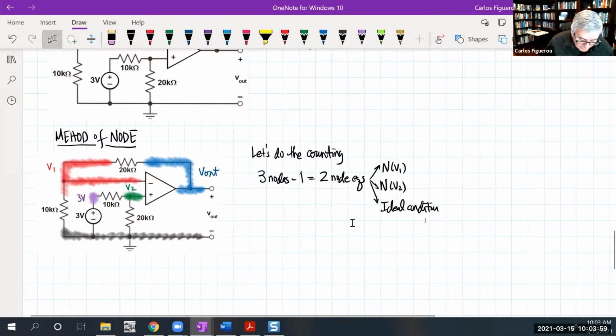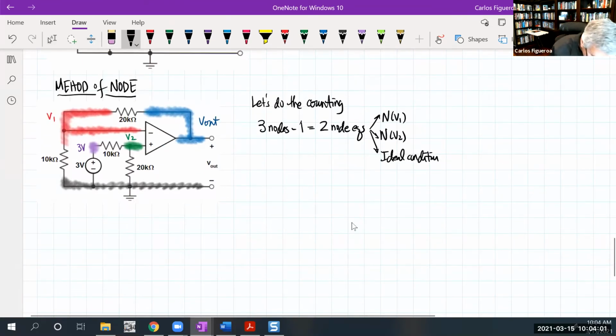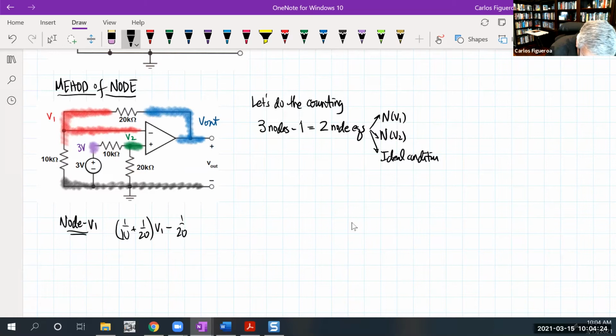So the first thing I'm going to do is start with node V1. If I look at node V1, I have 2 resistors, so I'm going to have 10 plus 20 times V1. Any mutuals? I have a mutual with the ground, so that's 0, and I have a mutual with the output, so I get minus 20 Vout, and that equals 0. You can see that this is not a solvable equation by itself.